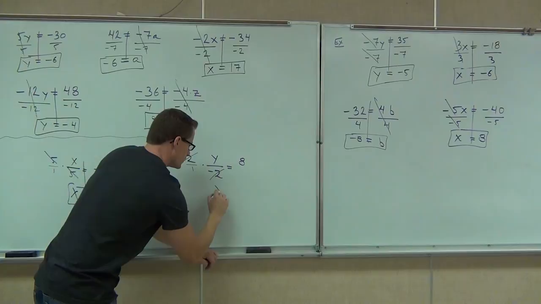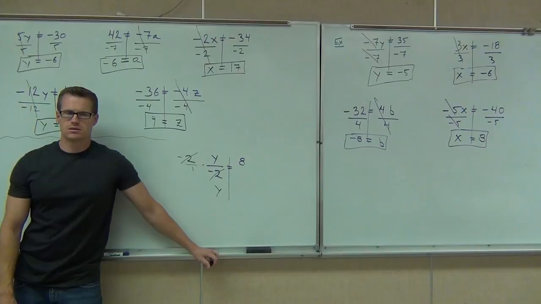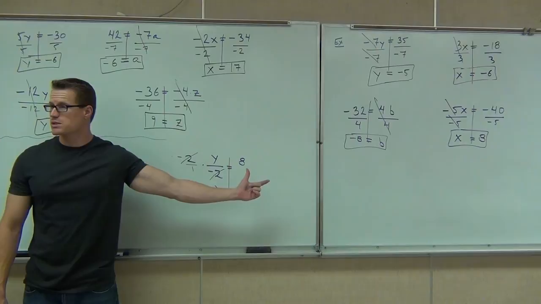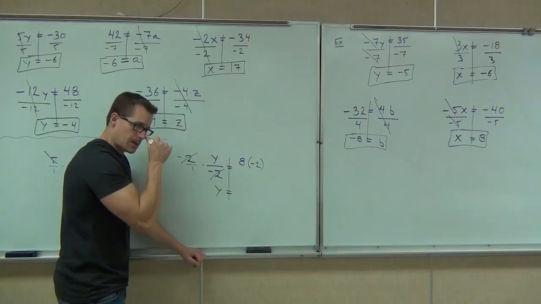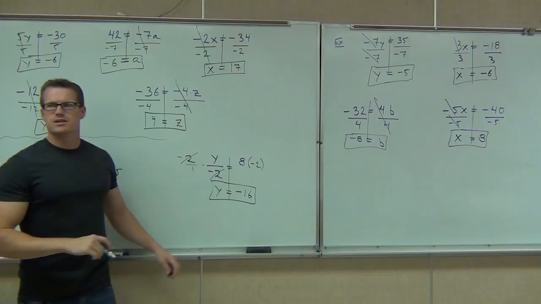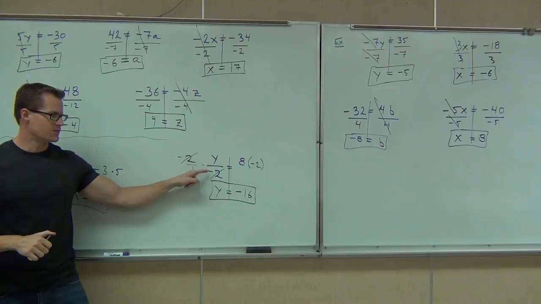But on the right-hand side, what do I need to do as well? Divide? Multiply. Then we've got to do the same thing on both sides. So if we multiply over here, we're also going to have to multiply over here by the same number. What number was that? Negative 2. I'm putting that in parentheses to show that I'm multiplying, not subtracting. How much are we going to get? Negative 16. Guess what? These equations still work if you plug the number back in. If you plug in negative 16, negative 16 divided by negative 2, sure enough, that is positive 8.